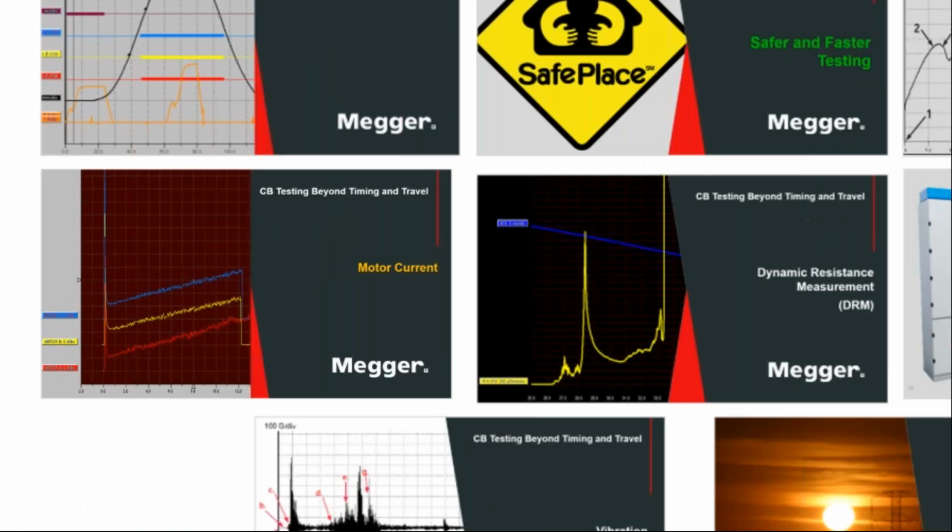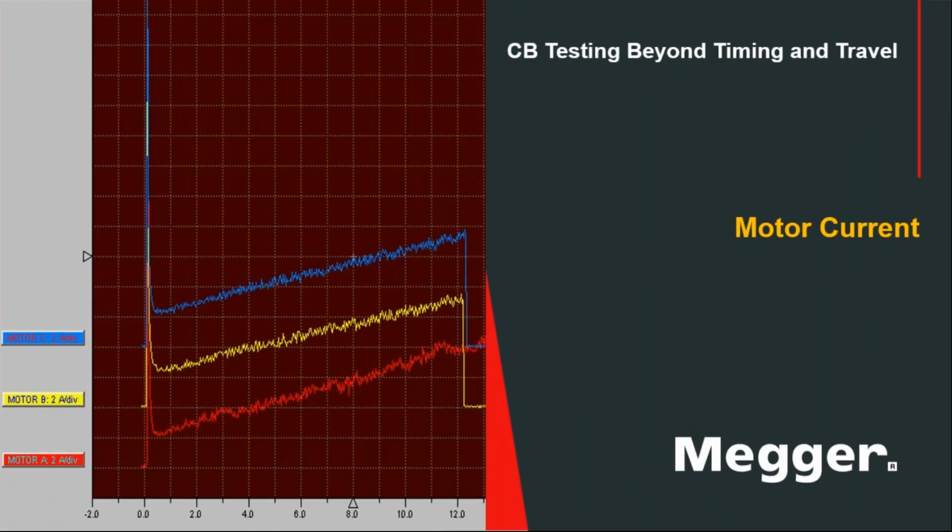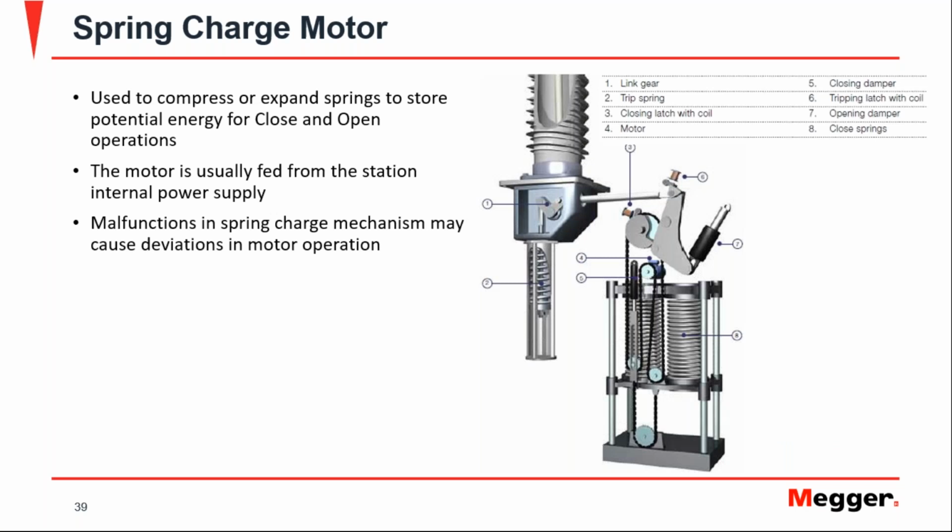Then motor current. This is a very simple test, and it's very common. Sometimes we just do it with a CT, but this can be brought to the circuit breaker analyzer as well. And what is the motor for? Circuit breakers that have spring charge or spring mechanisms need this spring to be charged. So you need to store mechanical energy for the breaker to operate, and these springs are the ones that store that energy.